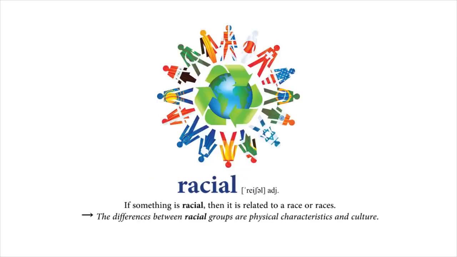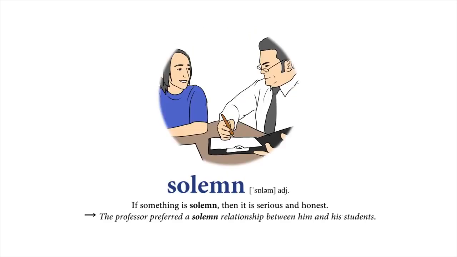Racial. If something is racial, then it is related to race or races. The differences between racial groups are physical characteristics and culture. Solemn. If something is solemn, then it is serious and honest. The professor preferred a solemn relationship between him and his students.